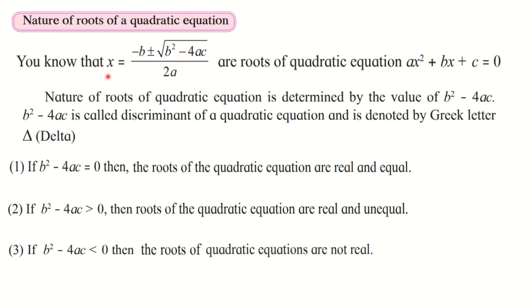One is alpha and the other is beta, as I have said. So if this is positive, then the roots of the quadratic equation are real and unequal. Two different roots we are getting. They are separated by plus and minus sign. So they are real and unequal. And the third possibility, if delta is negative, less than 0, as I have told you, a square is never negative. So if you are getting delta negative, then the roots of the quadratic equation are not real.